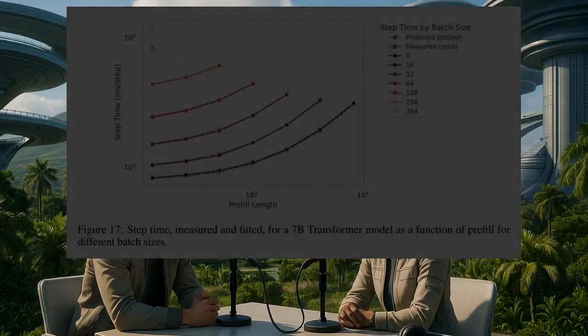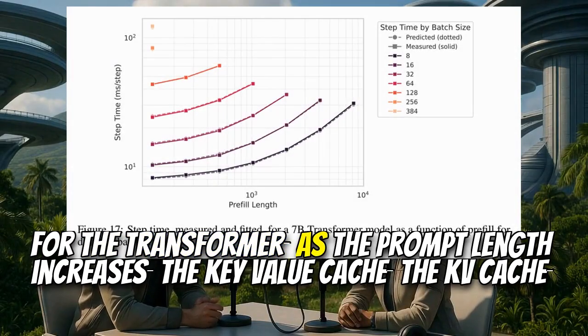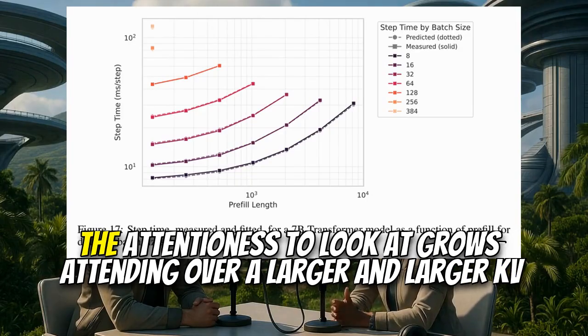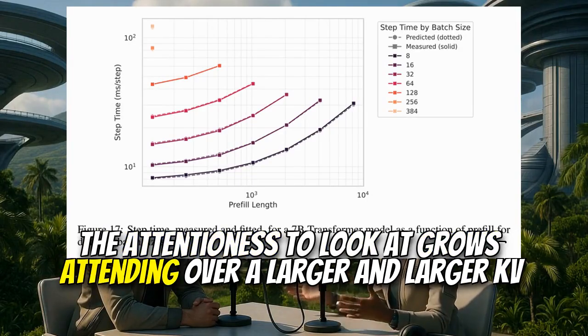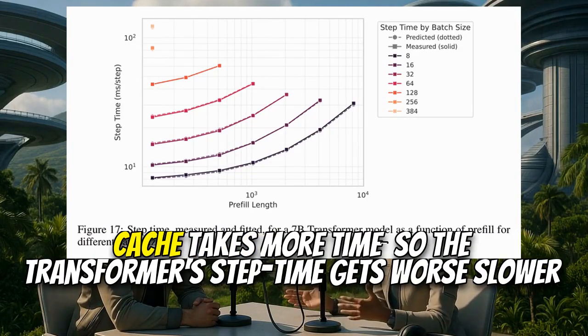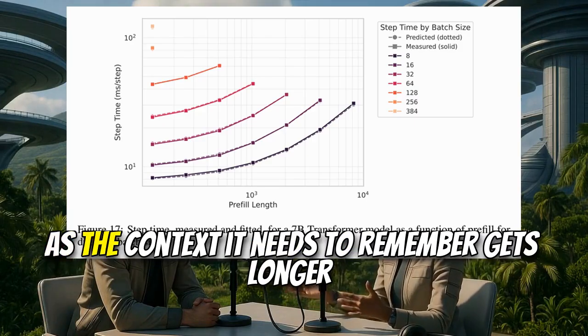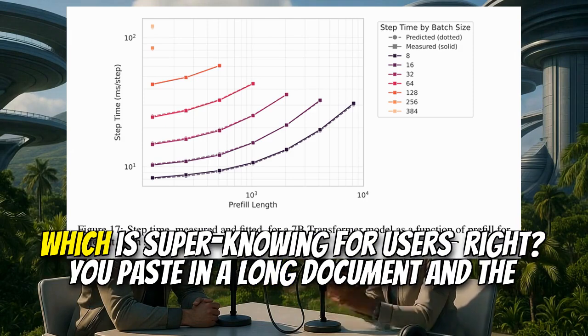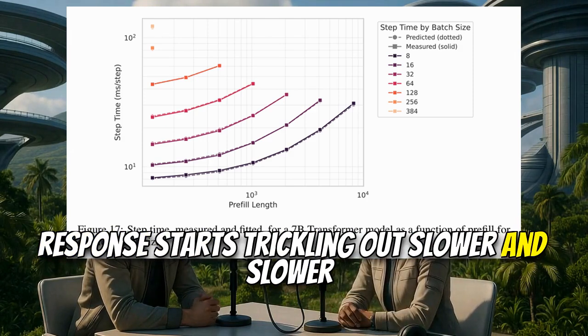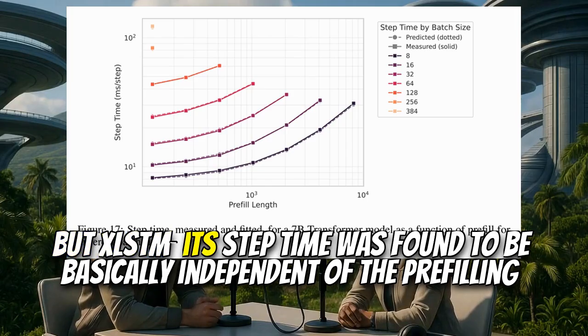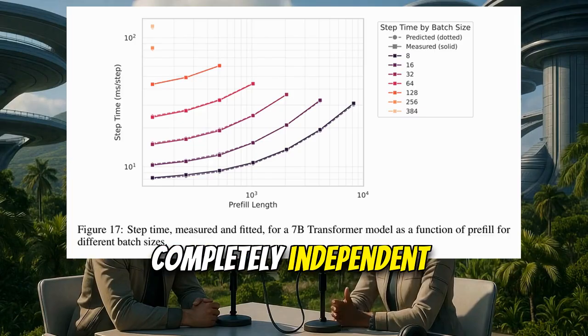more dramatic. How so? For the transformer, as the prompt length increases, the key value cache, the KV cache, the attention has to look at, grows. Attending over a larger and larger KV cache takes more time, so the transformer's step time gets slower as the context it needs to remember gets longer. Which is super annoying for users, right? You paste in a long document and the response starts trickling out slower and slower. Exactly. But xLSTM, its step time was found to be basically independent of the prefill length.